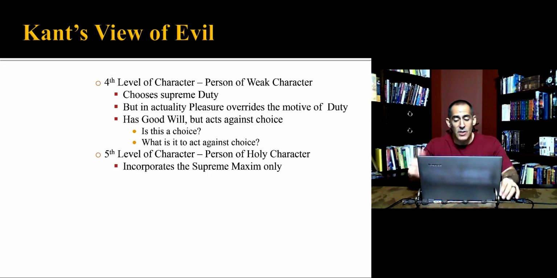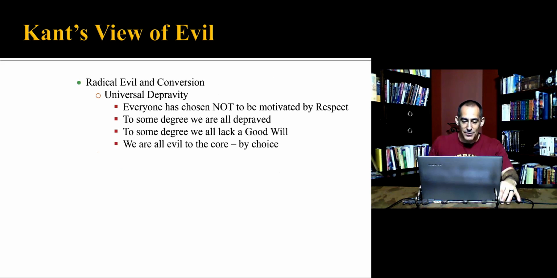The fourth level is the person of weak character. They choose to act out of duty, but when it comes down to the moment and the pleasure is too attractive, or the desire is too strong and is just overriding your duty, you're going to act against that particular choice, which actually sounds a little bit like Aristotle's incontinent man, who we'll talk about later. And then the fifth level of character is the person of holy character, which is the one who always incorporates their supreme maxim for doing duty for duty's sake.